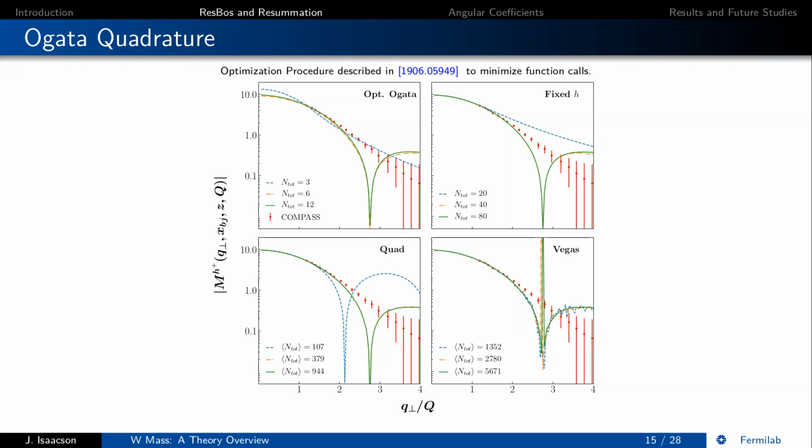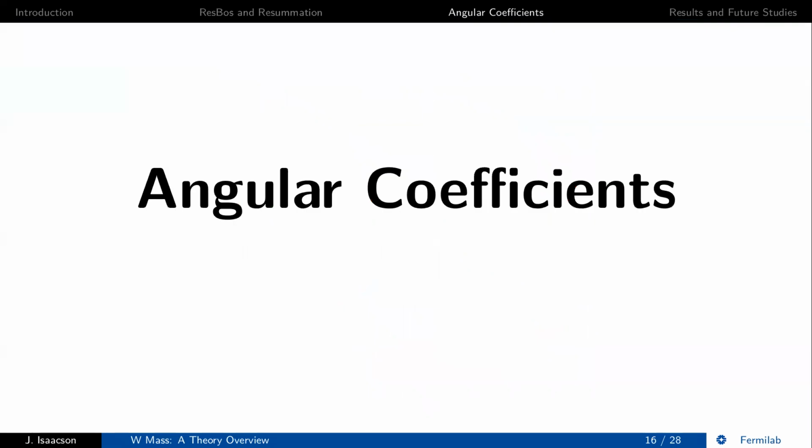So we have actually gone into the Resbos code, and we have implemented these, and we see these drastic improvements with no loss of accuracy in our calculations.